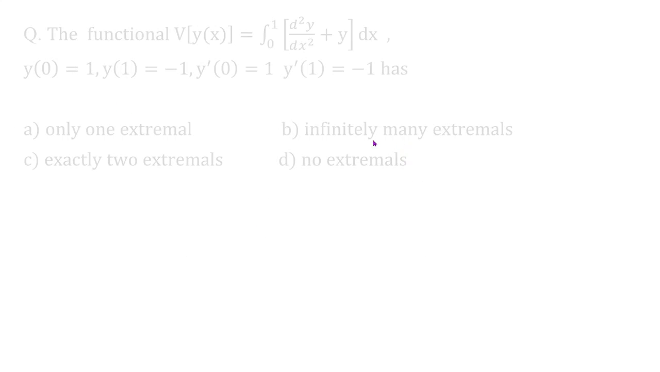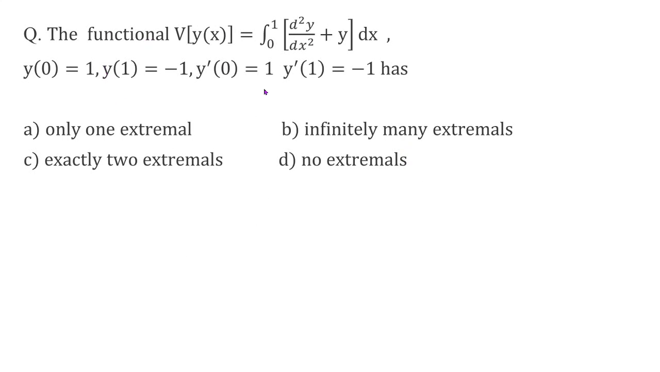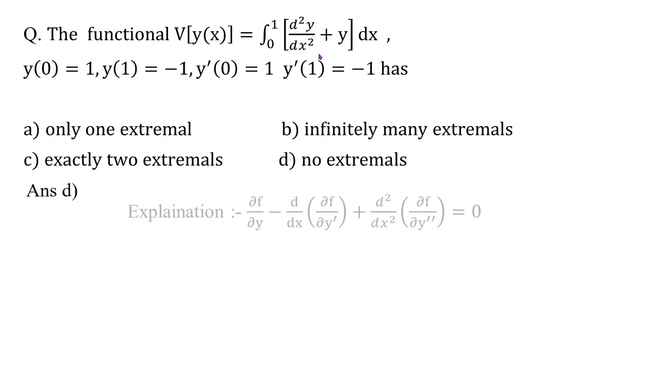Now the next one, the functional. This has only one extremal, infinitely many extremals, exactly 2 extremals or no extremal. This we wish to find out. If you look at the integrand of this functional, it involves a second order derivative. So first we should know what is the Euler equation for a higher order derivative. As it involves a second order derivative, we will write the Euler equation for second order derivative.